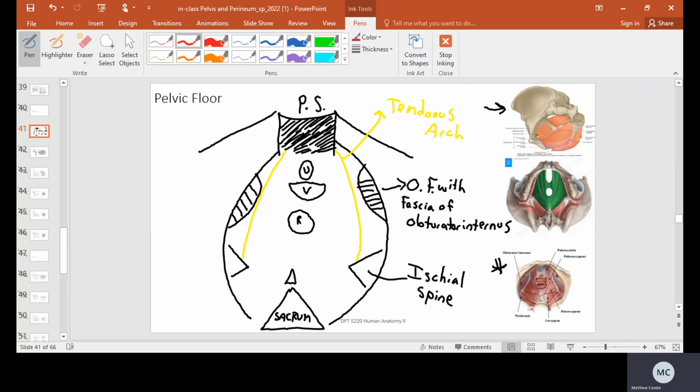Now the first muscle we're going to draw in is going to provide this really nice, almost sling-like attachment here. It comes right off of the pubic rami, and it comes around and almost envelops. I'm going to kind of draw that in a little bit so you guys can see. It almost slings right around the rectum.